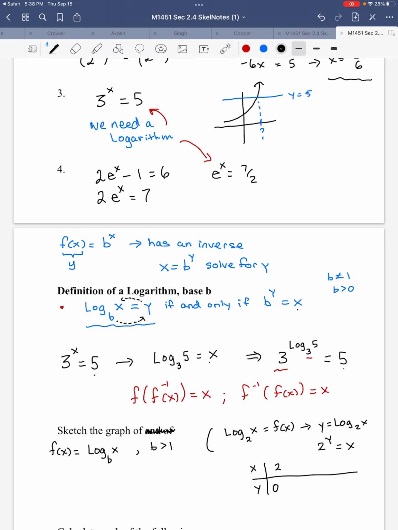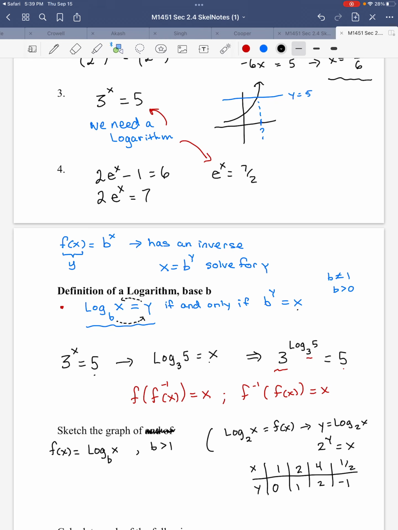If y is 0, x is 1, silly. 2 to the 0 is 1. But now, if y is 1, x is 2. If y is 2, x is 4. If y is -1, 2 to the -1 gives me a half.